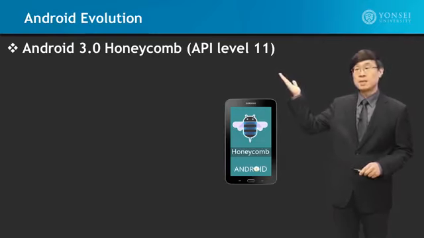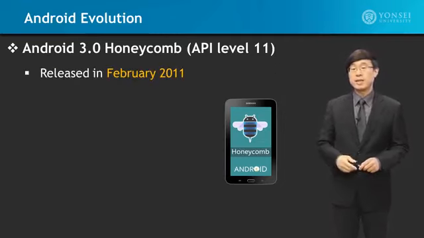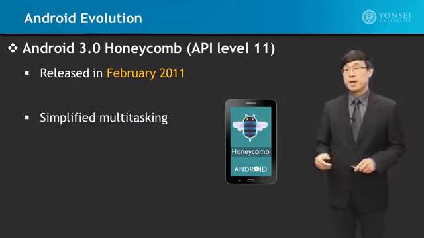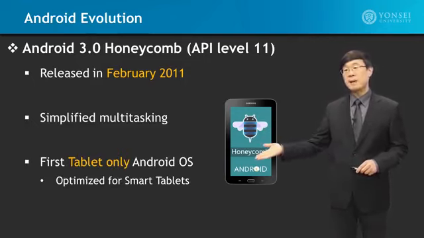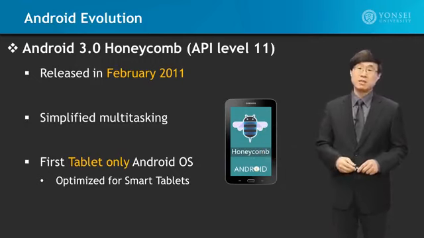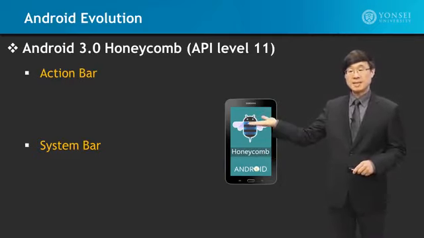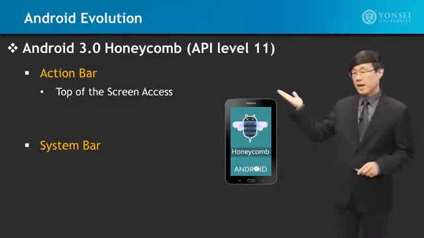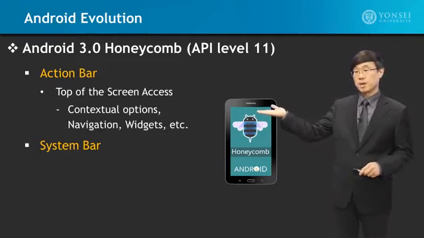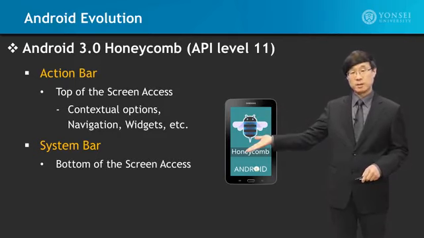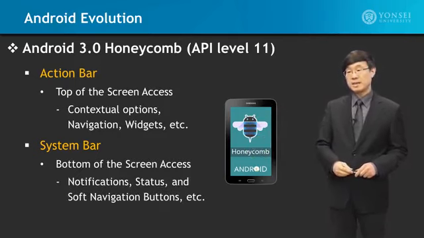Android 3.0 is Honeycomb, and this reaches API level 11. This was released in February of 2011, and it supported simplified multitasking, and it's the first tablet-only Android OS. It was optimized for small tablets. It included the action bar and system bar, where the action bar had top-of-the-screen access, contextual options, navigation, and widgets. The system bar had bottom-of-the-screen access, where notification, status, and soft navigation buttons were available.